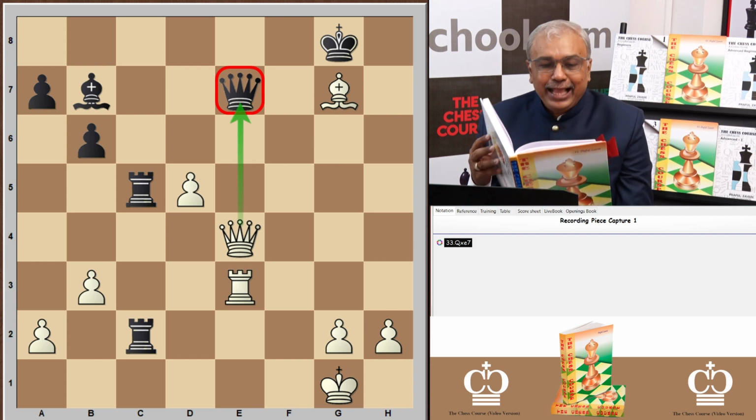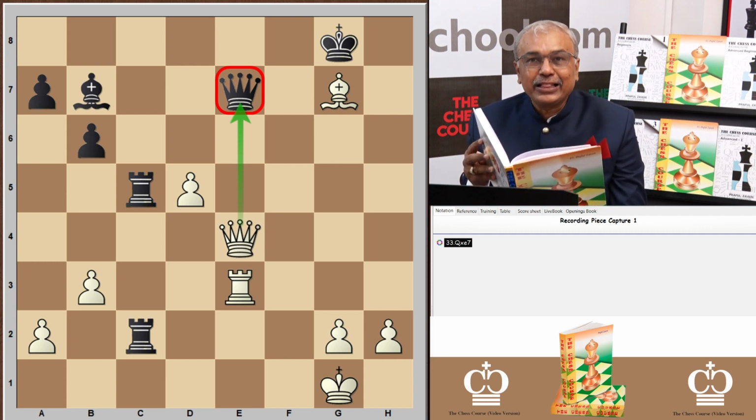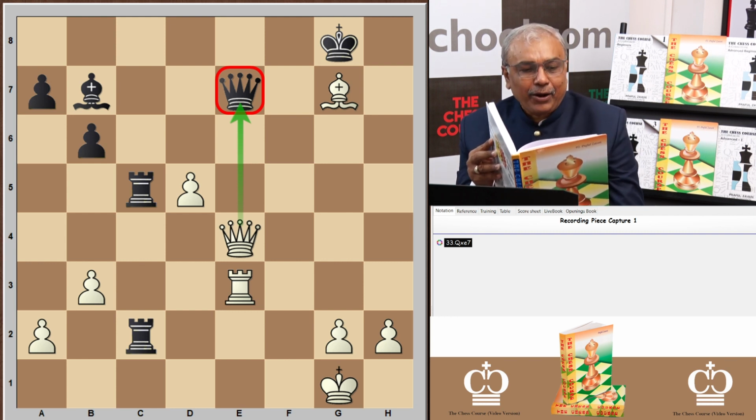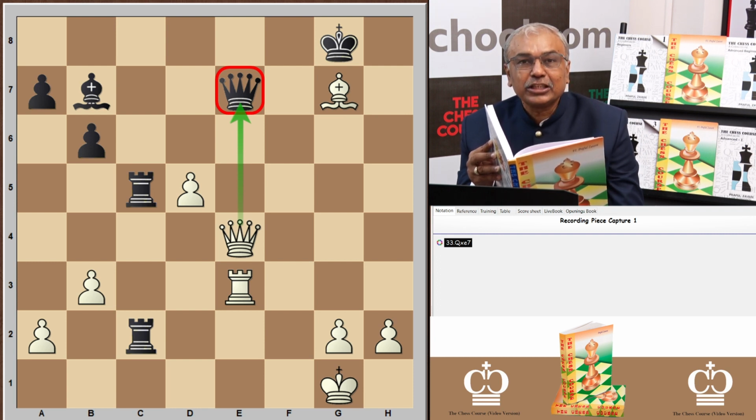The notation for capture with a piece is recorded in the following order. Number 1, symbol of piece doing the capturing. Number 2, the symbol of capture indicated by a small x. This is very important. This is in fact the only difference between recording movement of a piece and recording capturing with a piece. Third one, the square on which the capturing is being done, and finally, in case it's check or checkmate, the respective symbol for the same.